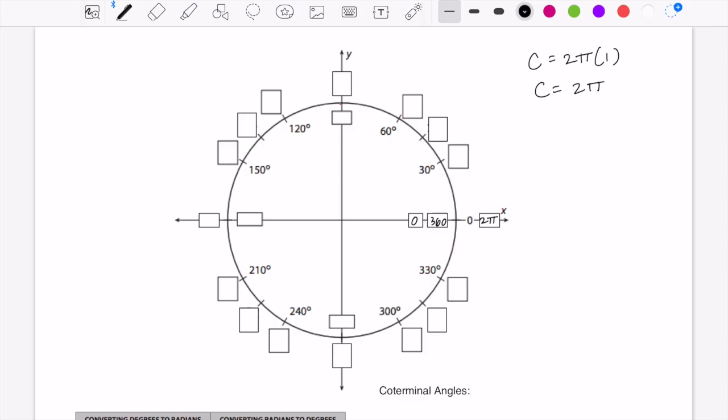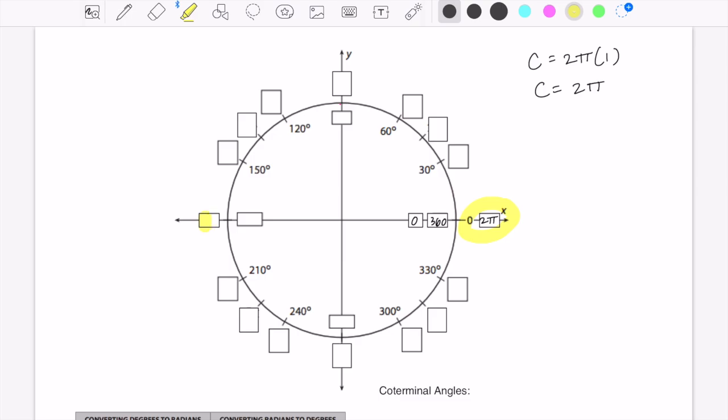Okay? So now we're going to take a half. So right here is 2 pi. If I only go halfway, what's half of 2 pi? That is going to be just pi. So right here is pi.